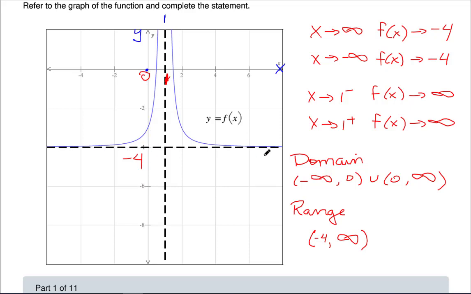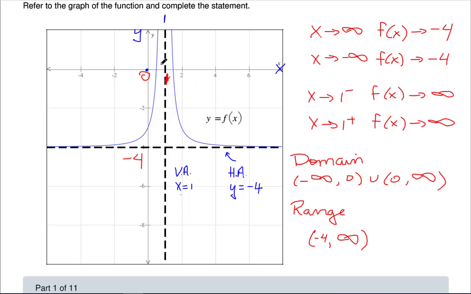This is at minus 4. So we got our vertical asymptote is this dotted line. So vertical asymptote, x is 1. We've got this dotted line, which is our horizontal asymptote, and that's y equals minus 4. So as I'm coming to the left forever, we're leveling off at minus 4. As we're going to the right forever, it's leveling off at minus 4. So that's what these two statements are saying.